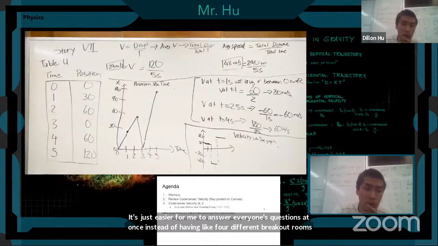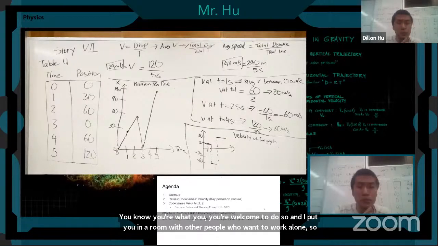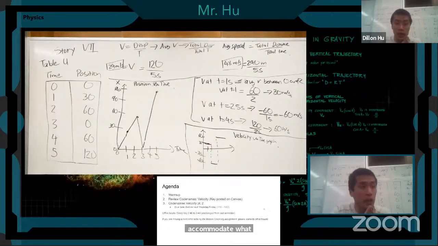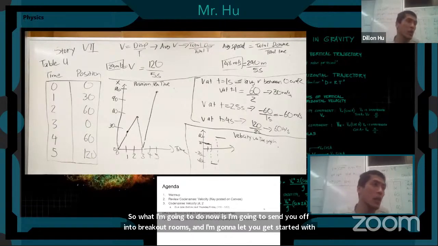I'm going to let you get started with Codenames Velocity Part 2. Please let me know if you have questions. I guarantee you're going to have questions for me. If I feel like you don't have any questions for me, I will make you ask me a question for it. So I'm going to let you get started. I'm going to open your breakout rooms so you can start working on it. And then we will see where we are at the end of class. So yeah.